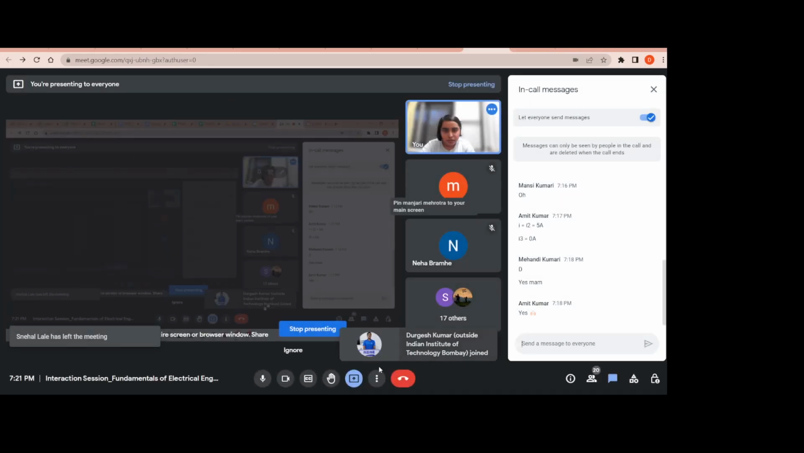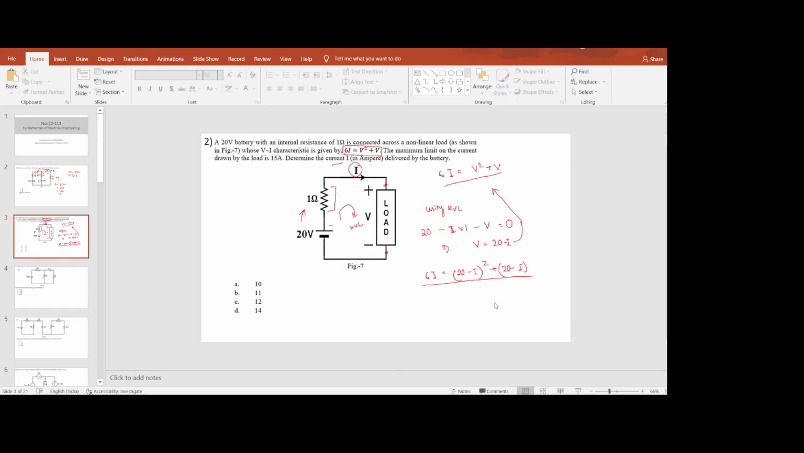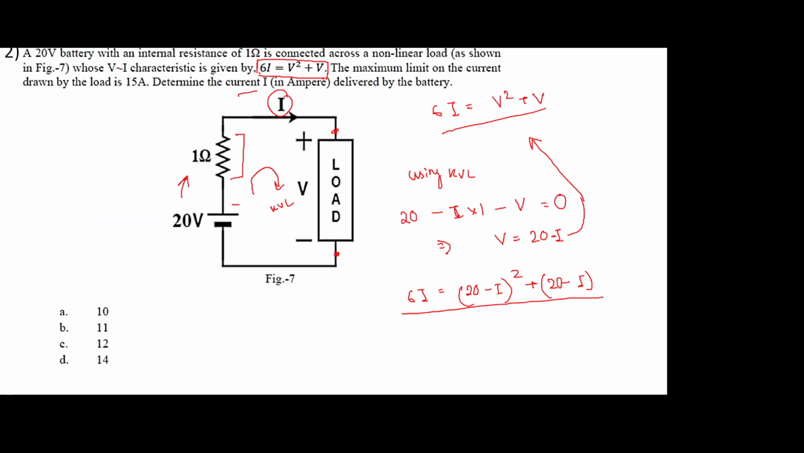Okay. So yeah, please calculate the value of I. You can unmute and speak up. Looking into the chat would be difficult for me every time, so you can unmute and speak up.